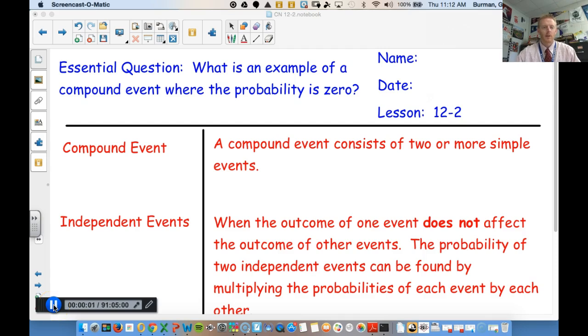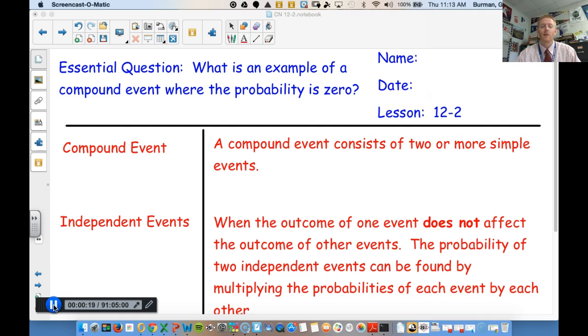All right, ladies and gentlemen, we are talking about lesson 12.2 today. We are going to be helping you guys with your probability unit, and it's important that you guys take these notes down. The good news is that you can pause, rewind, rewatch, whatever it is you need to rewatch to help you understand this information.